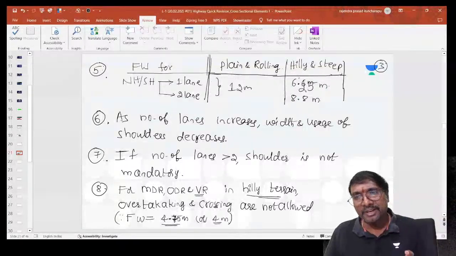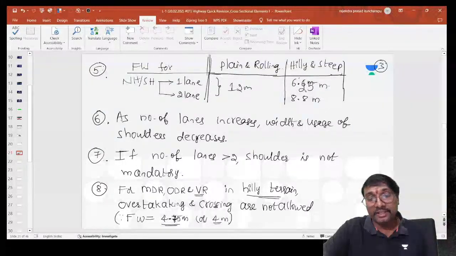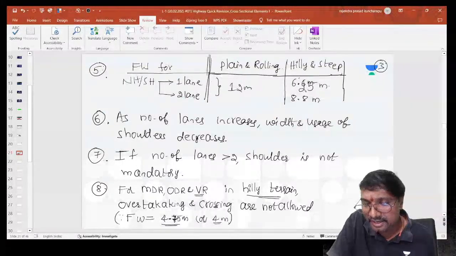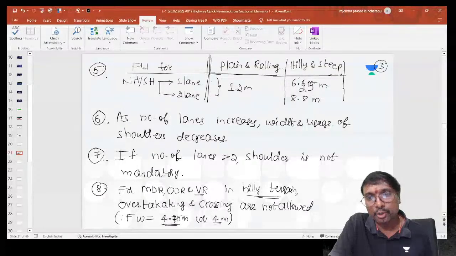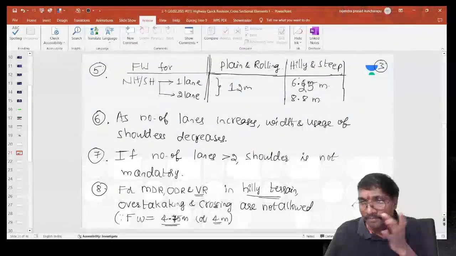So within that 1 meter or 0.5 meter, is it possible to overtake? Only 1 meter extra width is available. Within that 1 meter it's impossible to overtake. It is very impossible to overtake, you can say like that. Is it clear? Shall I move to the next slide, the fourth one?